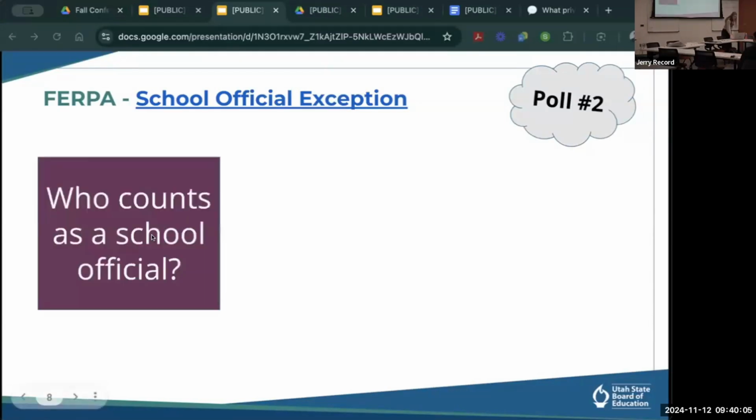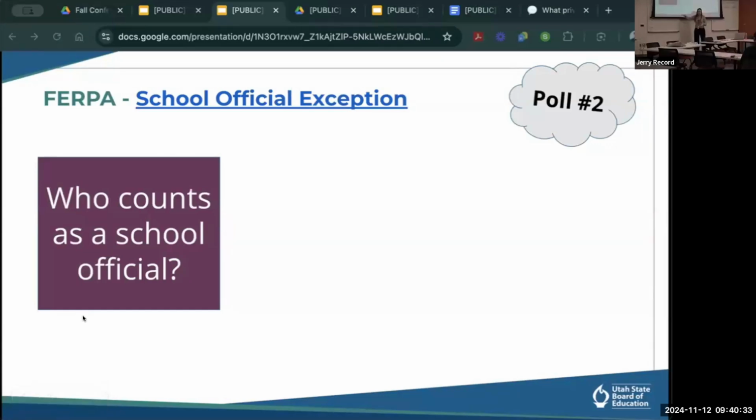The school official exception is, I distinctly remember the first time I started talking about a school official, and my mind thought that term sounded like maybe a police officer or a student resource officer or something. I think the title can be a little bit confusing. It is not that at all.